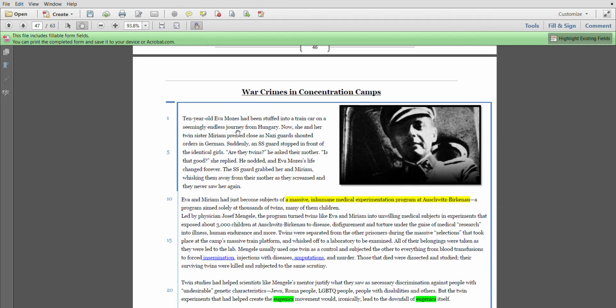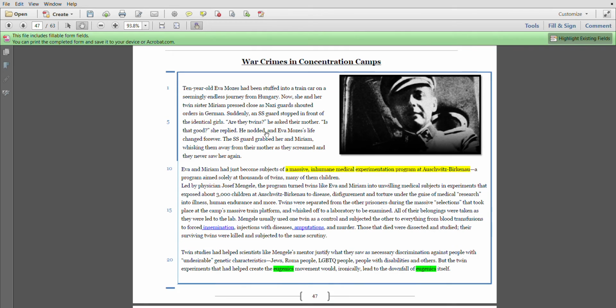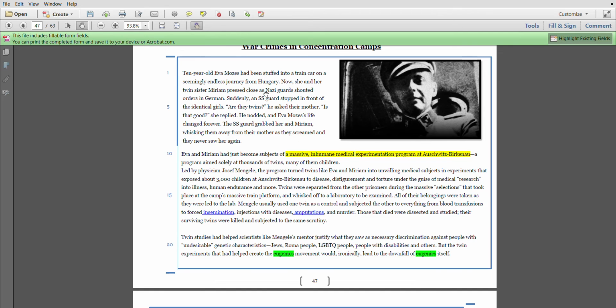Page 47. War crimes in concentration camps. 10-year-old Eva Moses had been stuffed into a train car on a seemingly endless journey from Hungary. Now she and her twin sister Miriam pressed close as Nazi guards shouted orders in German. Suddenly an SS guard stopped in front of the identical girls. "Are they twins?" he asked their mother. "Is that good?" she replied. He nodded, and Eva Moses' life changed forever.